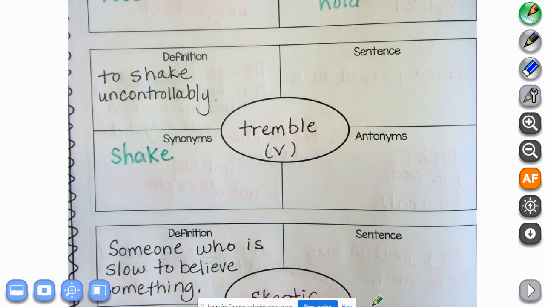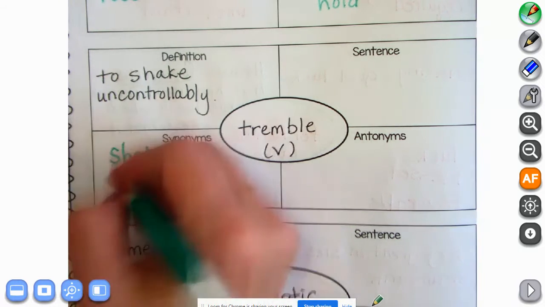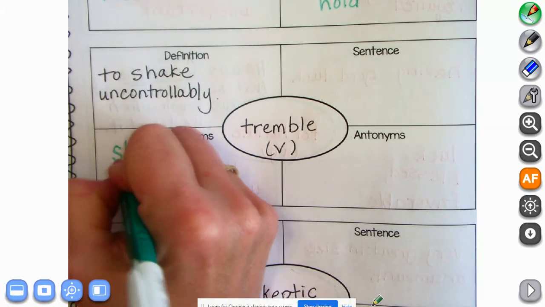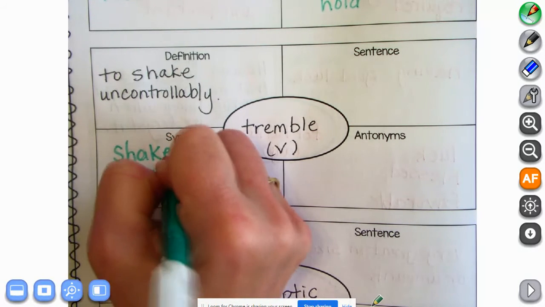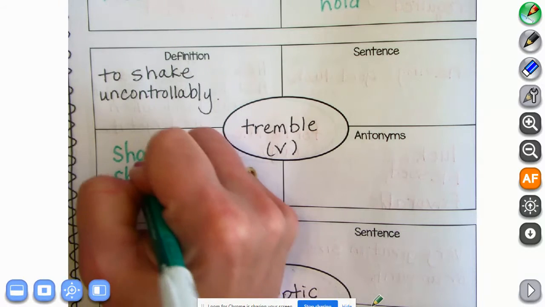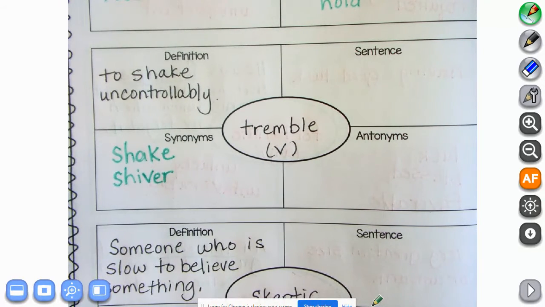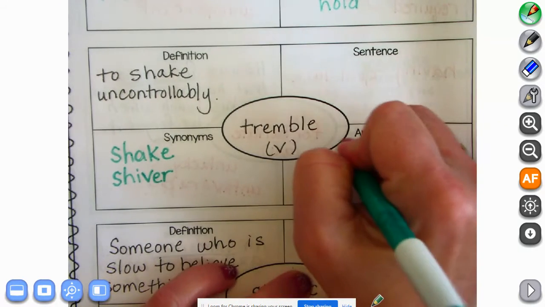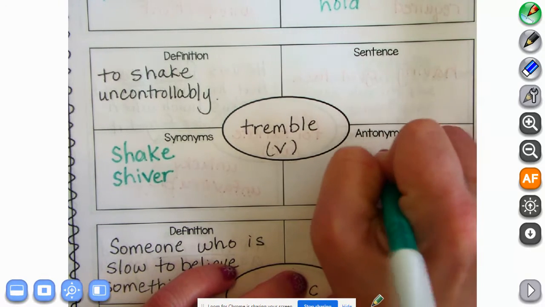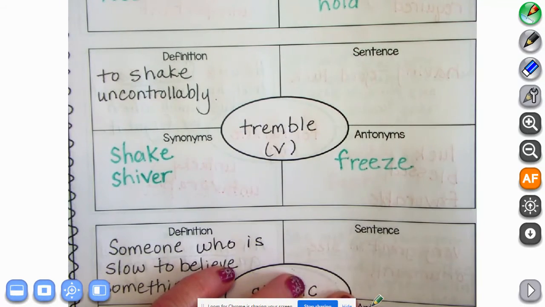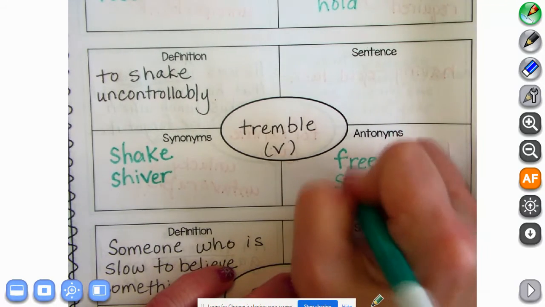Sometimes when you tremble, it might be because you're cold. So that could be shiver. You're shivering. To shiver means to shake uncontrollably. Think about a time like you've been so cold that you're just like shaking, shivering. An antonym to tremble, shake, and shiver would be to freeze. Not freeze as in cold, but like to stand still or to hold still or not move. So still would be another one we could do.